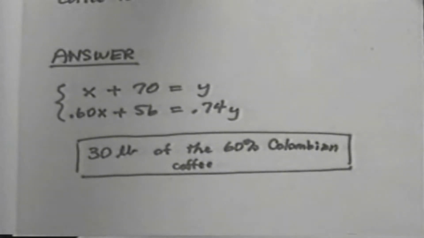Here's your answer. The equations are x plus 70 equals y, 0.60x plus 56 equals 0.74y. Your answer is 30 pounds of the 60% Colombian coffee.